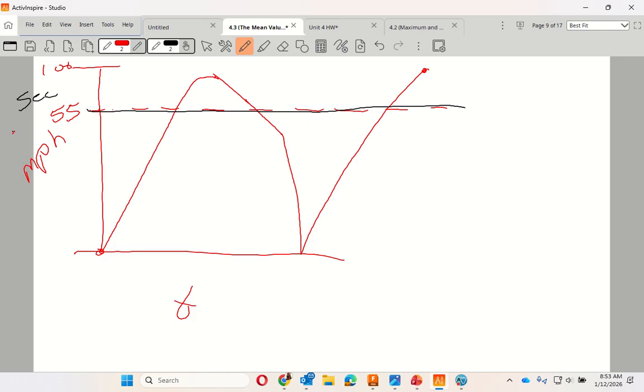Does that make sense? So for every time you stop, you have to speed back up. You have to go much faster than your 55 to get back on track to actually be there in a certain time frame. A little bit better? Okay.